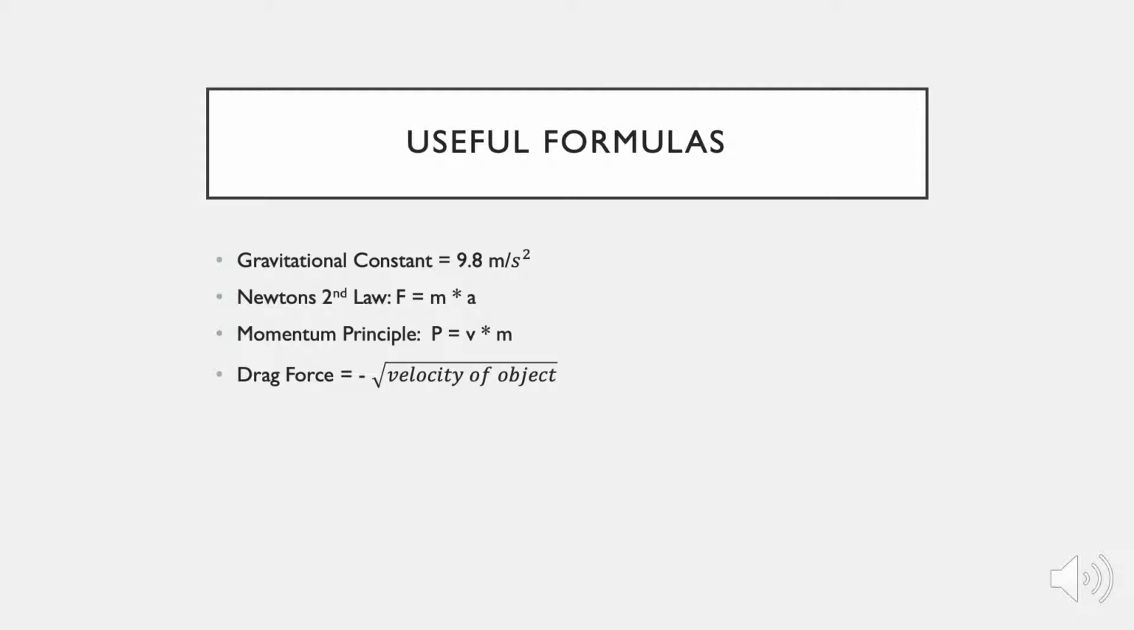Here are some useful formulas. The gravitational constant is 9.8 meters per second squared, which is a force acting on the object in the downward motion. Newton's second law is force equals mass times acceleration. The momentum principle is momentum equals mass times velocity. And then drag force equals the negative square root of the velocity of an object.